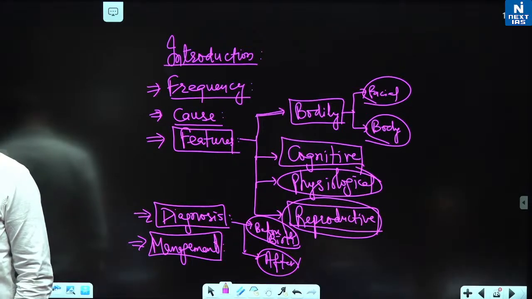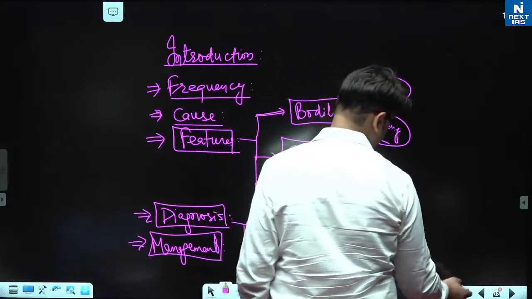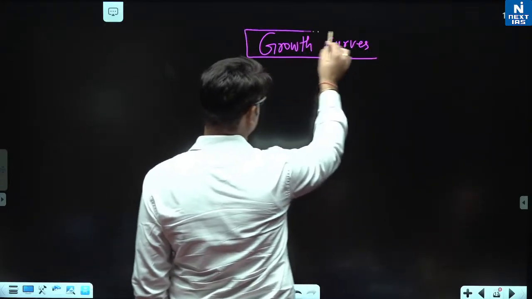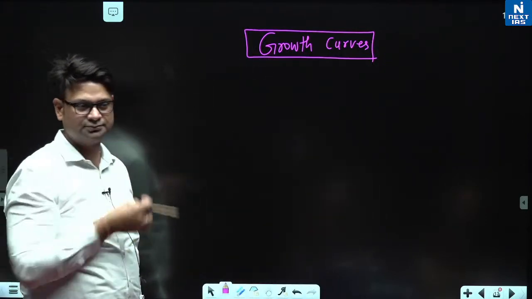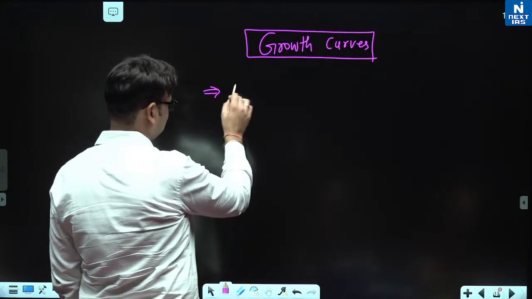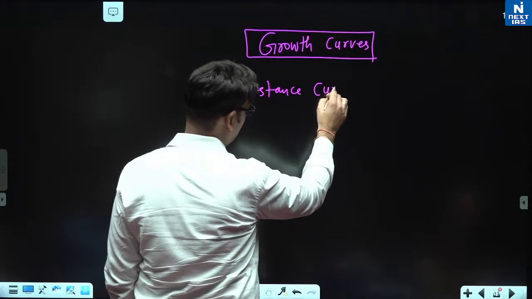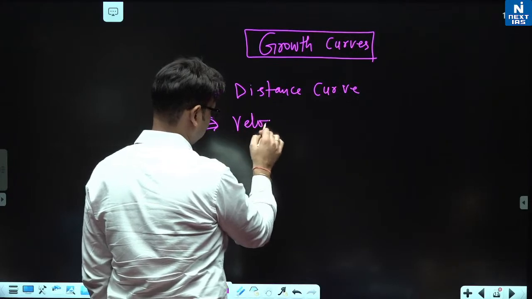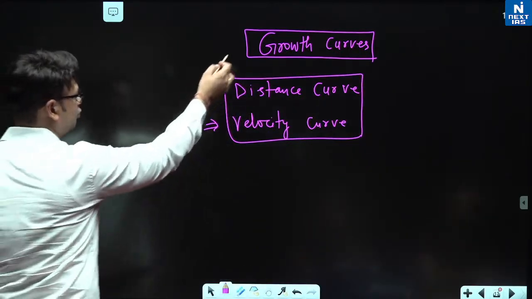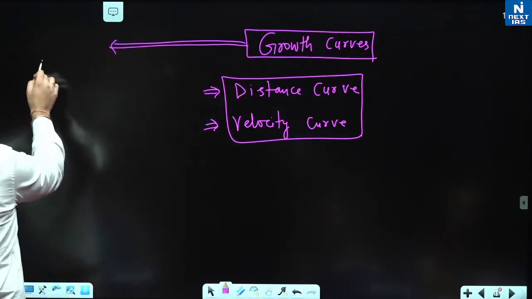Concept of human growth and development. One question that I normally see in growth and development that many students do not understand: growth curves. Most of you make a distance curve and a velocity curve. When you draw these, see, there can be many, but mainly we take 4 growth curves.